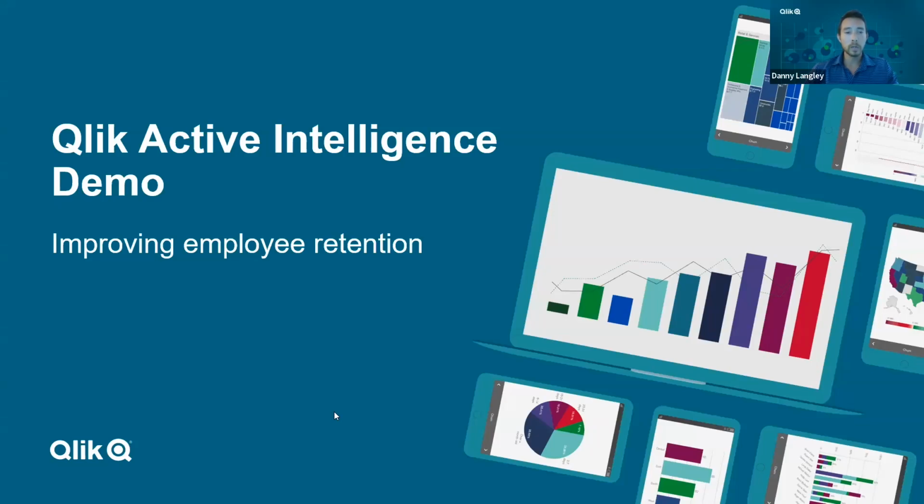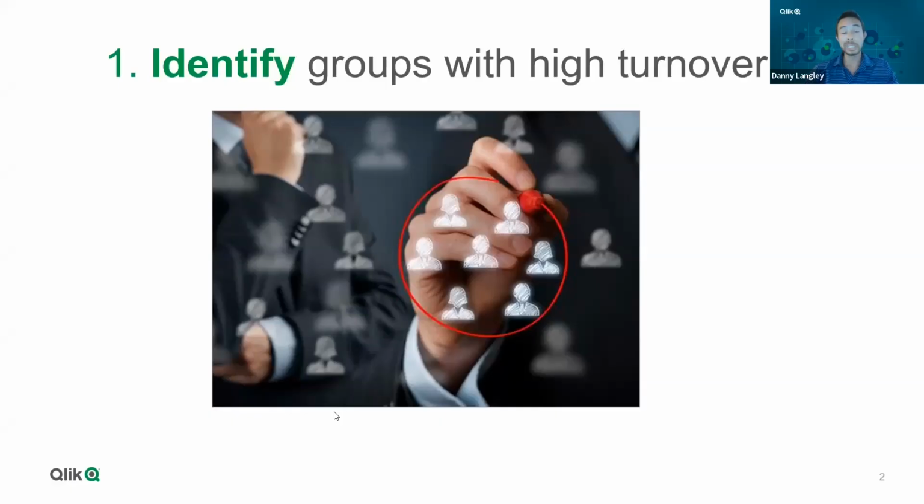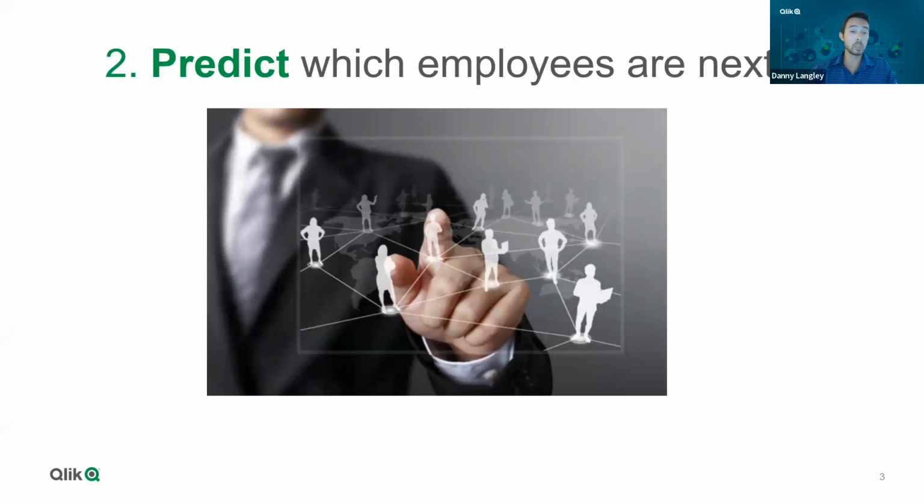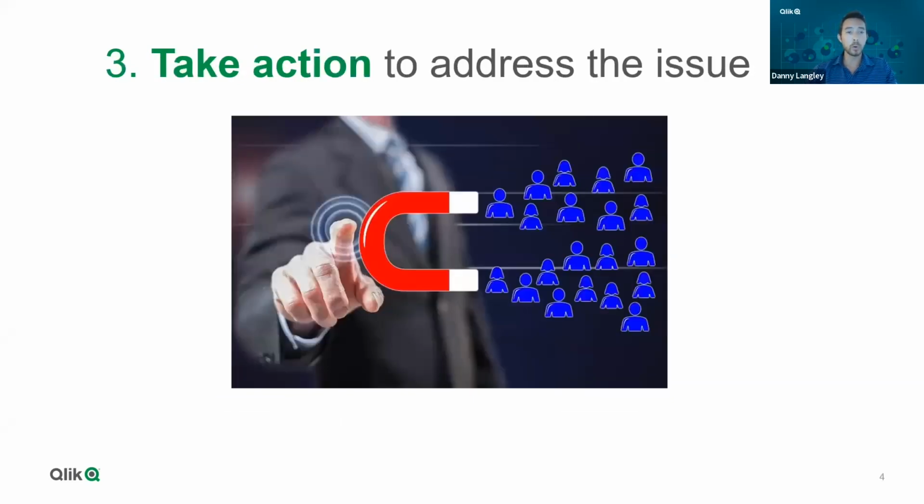The first way is I want to show you how you can use the platform to easily identify groups within your organization where you're having some issues with high turnover. The second way is to show you how you can use the platform to predict which of your active employees are likely to want to leave next. And then third, I think it's the most important part, really, so you can take action to address the issue, right? To do something about it.